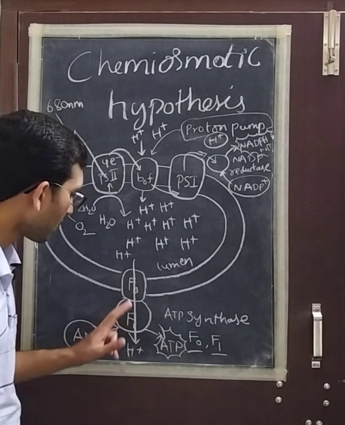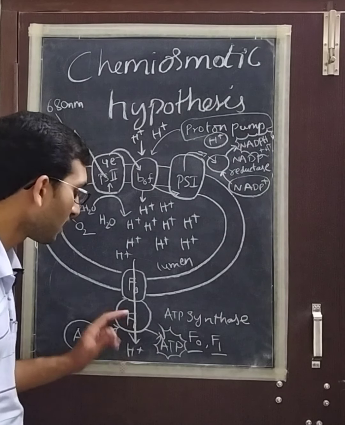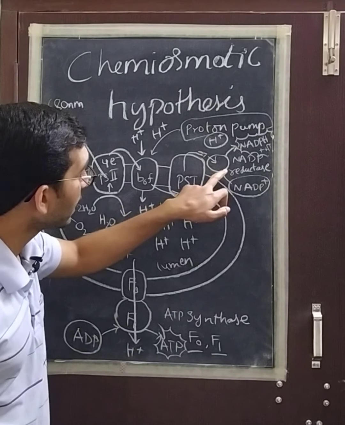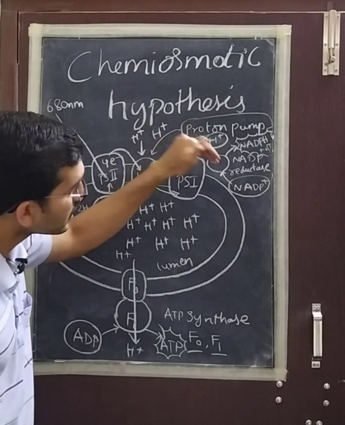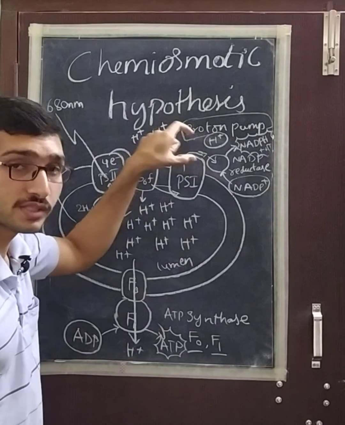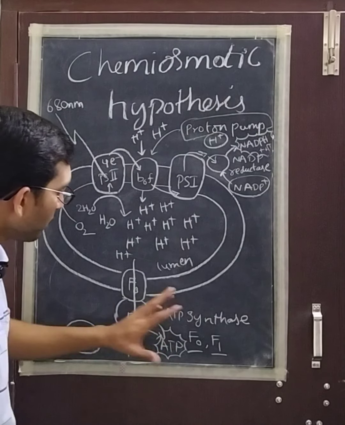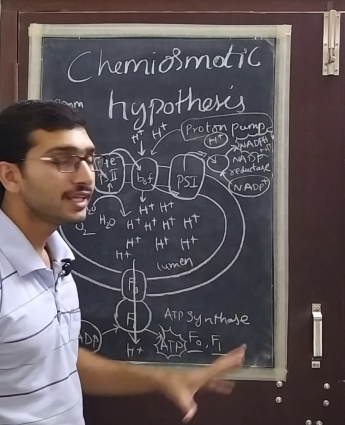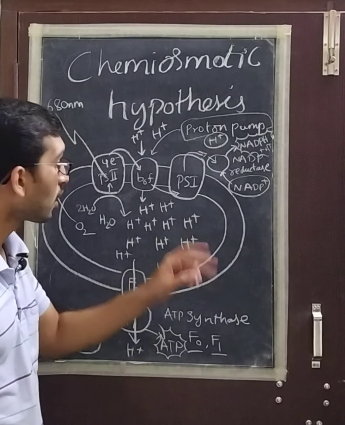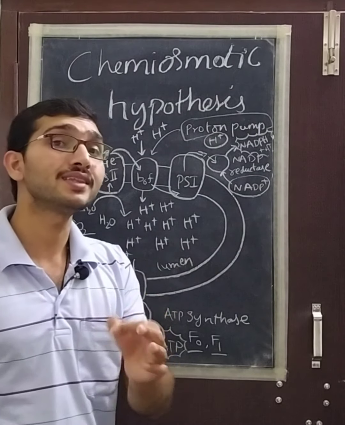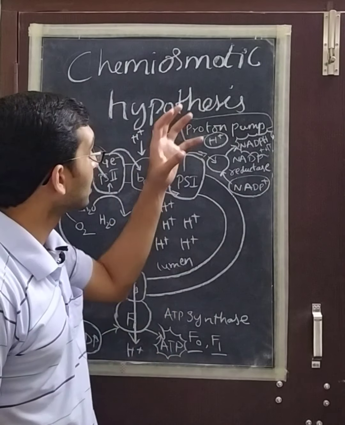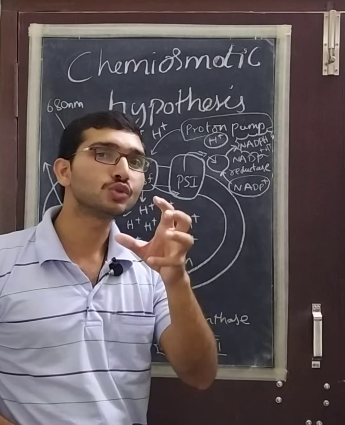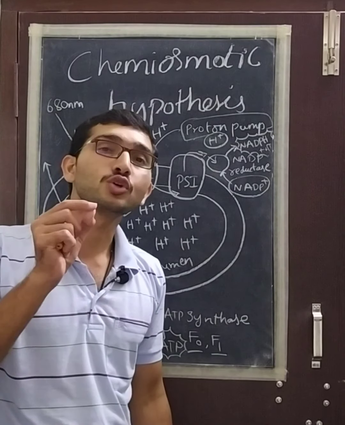And here F0 and F1 particles are present. The F1 particle will be protruded towards the stroma, and the NADP reductase is also outside the membrane, that is towards the stroma. So on the stroma side, ATP as well as NADPH molecules are made. These molecules are very helpful for fixing the carbon dioxide which is present in the stroma and converting this carbon dioxide into a beautiful sugar molecule. We call it glucose.